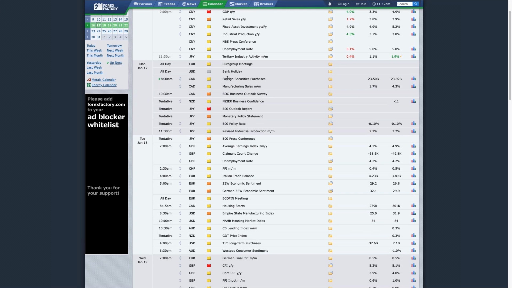Okay, so what we're looking for, a couple of things. One, Bank of Japan policy rate. Now, this is a very unlikely risk, but watch out for it. Now, what the Bank of Japan is, they like a weak yen, because that means, I drive a Toyota, it means that their exports are cheap.